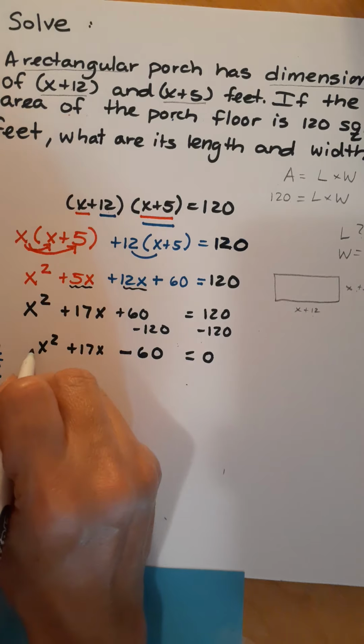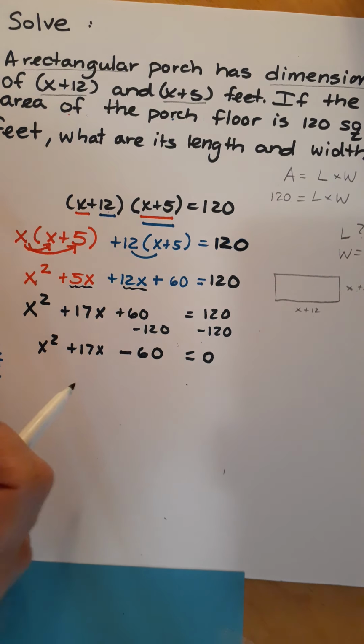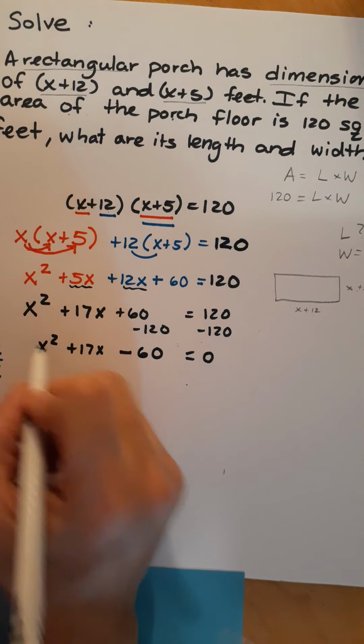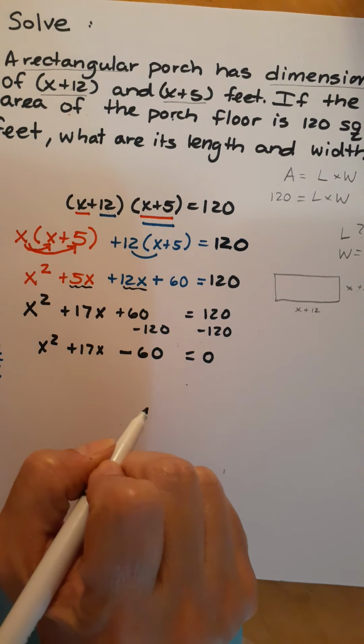So here we go. Do I have a coefficient here that I can factor out of this trinomial? The answer is not really, because it's 1 times x squared. This is 17, and that's negative 60.